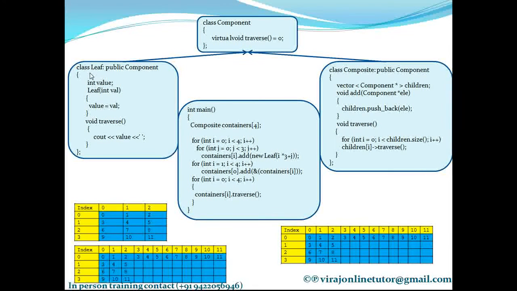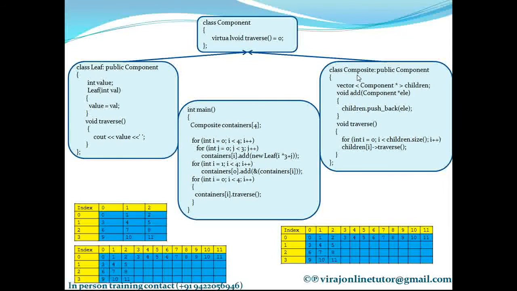Now what is a leaf? Leaf is an object that cannot be broken down further. So in the constructor of leaf, I accept a value and I save it into the data member value. Then I define a function traverse which will just print the value on the screen. Simple. In the constructor, I am setting a value to its data member value, and in traverse I am just printing the value of that data member on the screen. Simple.